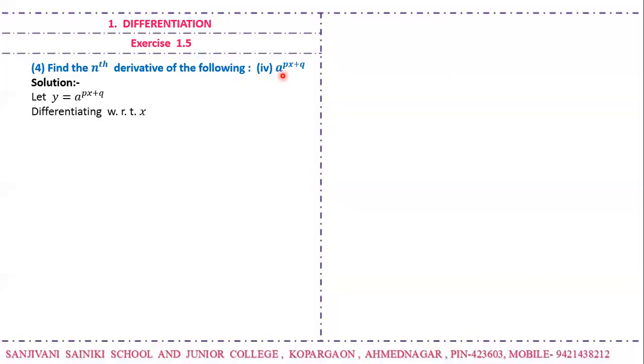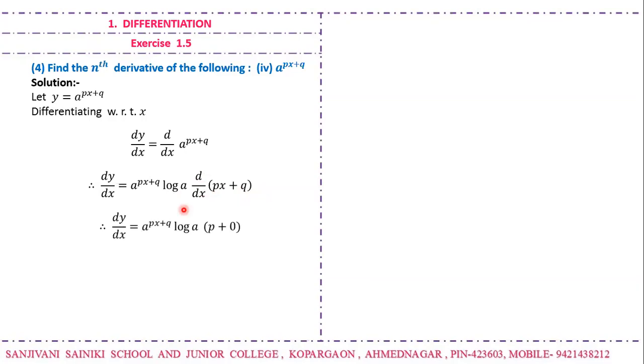Find the nth order derivative of a raised to px plus q. So let y is equal to a raised to px plus q. Now differentiating it with respect to x. Now here we have to use a raised to f of x. The derivative of a raised to f of x is a raised to f of x log of a into f dash of x. That means the derivative of px plus q, its derivative is only p. So p into log of a into a raised to px plus q.